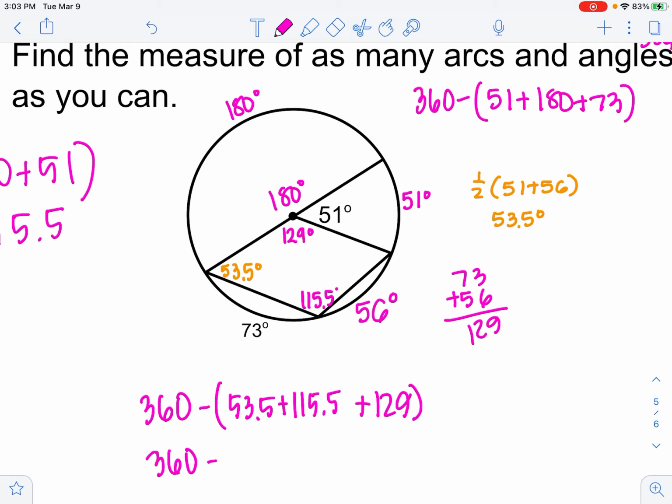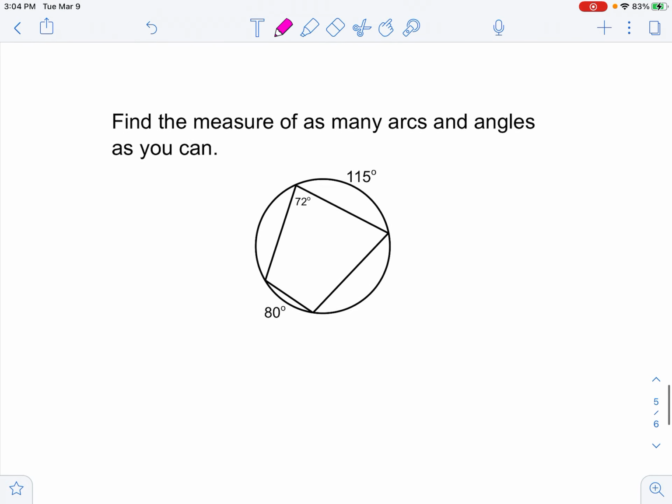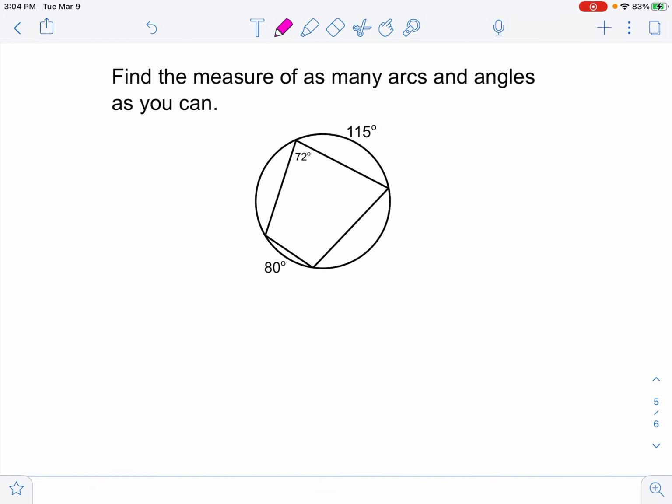Then I can do 53.5 plus 115.5 plus 129, which is 298, and then 360 minus that, which is 62. That felt better. Okay, so there are all my angles. I don't know how I caught my mistake, but I caught it.